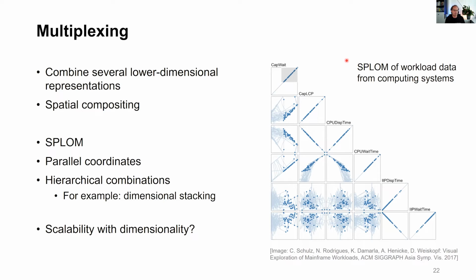We mostly want to do a spatial composition, for example, by just placing the individual visualizations side by side, as we have it here in this SPLOM example. Other examples besides this SPLOM are parallel coordinates, which essentially place axes after axes next to each other in the visualization. But you can also do other approaches like hierarchical composition as in dimensional stacking. Of course, the big problem of multiplexing is that of scalability. After all, we need more space to fit more of the individual visualizations for the increasing dimensionality in this case.